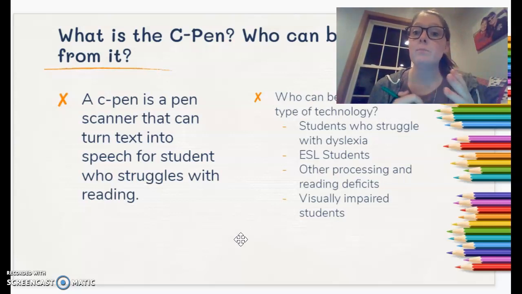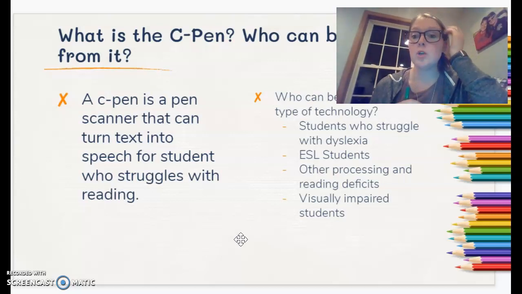And they all come with headphone jacks so that the student can plug in their headphones, and that way if they're scanning over something in class, it's a quieter activity where they don't have to draw attention to themselves. And I know that that was a huge plus for my student last year.